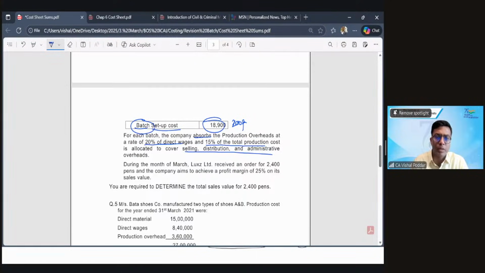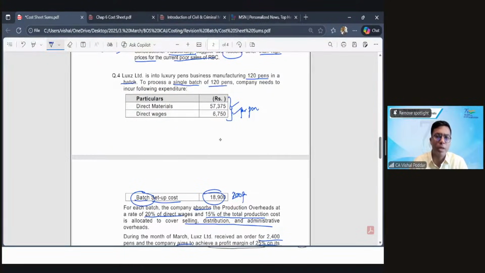Now, during the month of March, the company received an order for 2,400 pens and the company aims to achieve a profit margin of 25% on the sale price. You are required to determine the sales value of 2,400 pens. Now, as per the data, the company is making 120 pens in a single batch. So it will be having how many batches? 20 batches, correct?